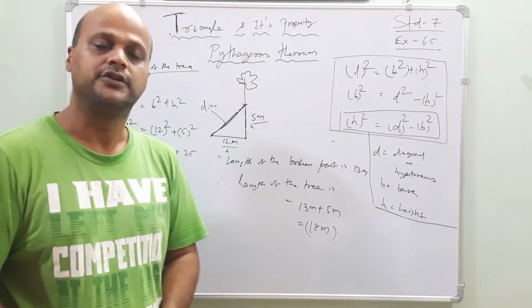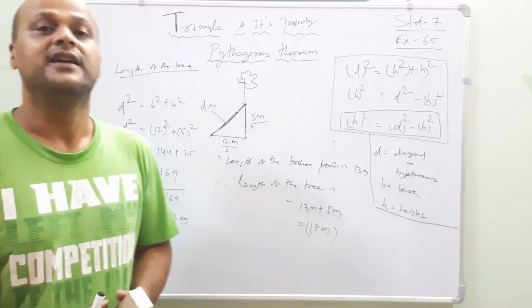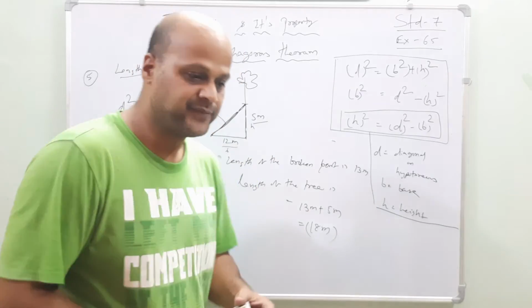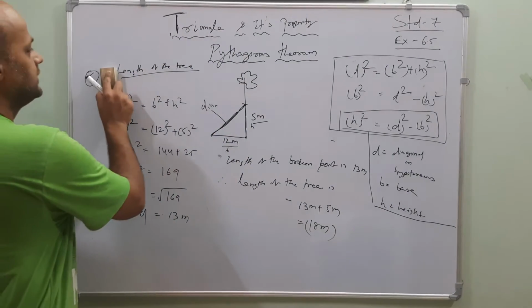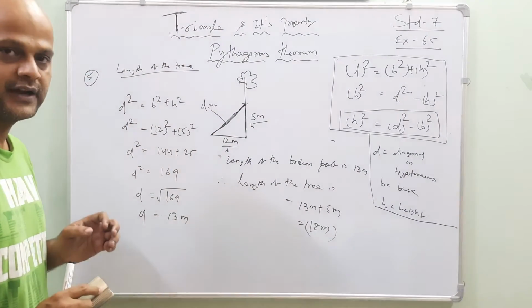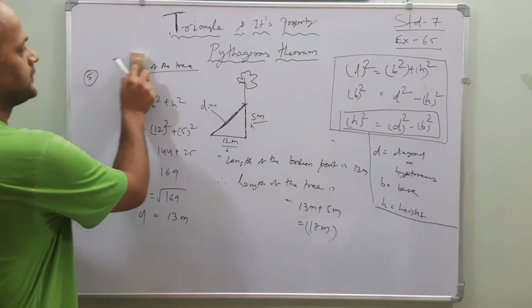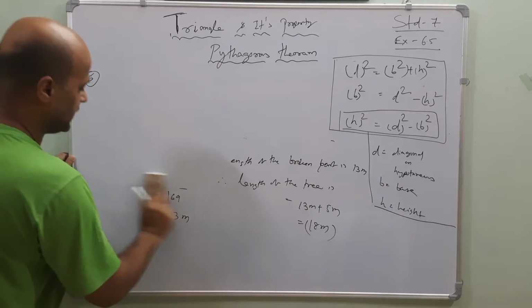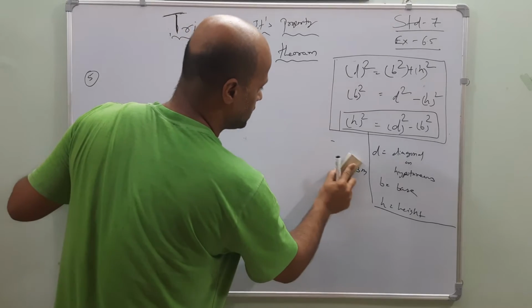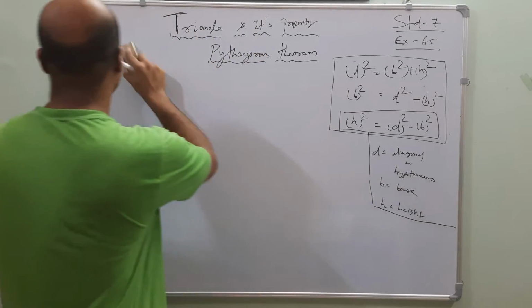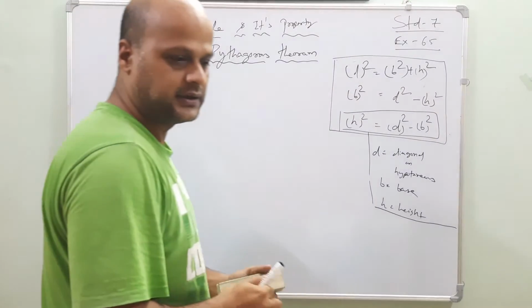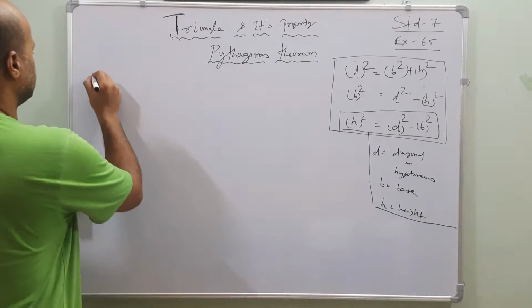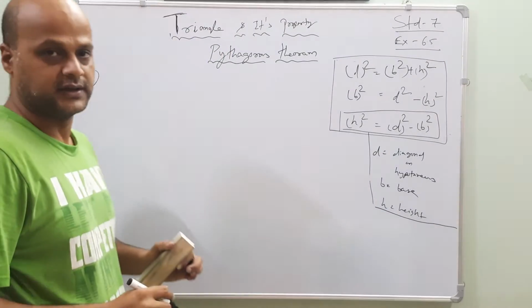Understood, my dear friends? Okay, very good, extremely good. Let's go for the next one. What is the next one saying? Is this understood by you, my dear friends? Okay, very good. Now the next one, the sixth one, is asking something. What is the sixth one asking?